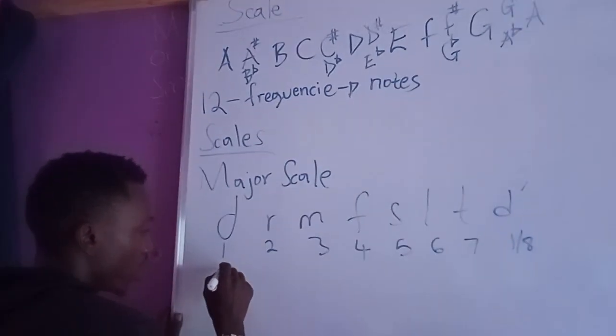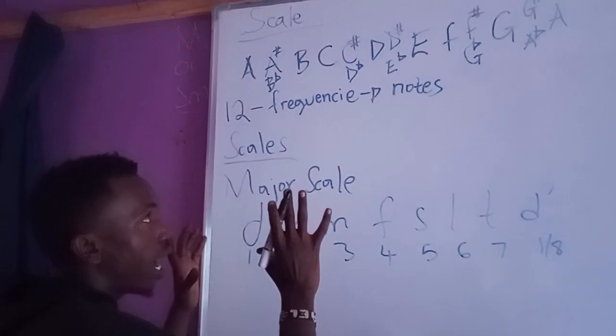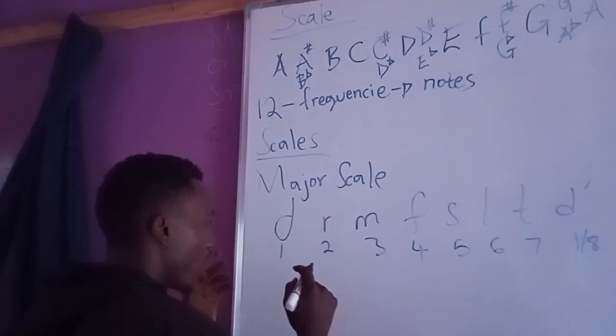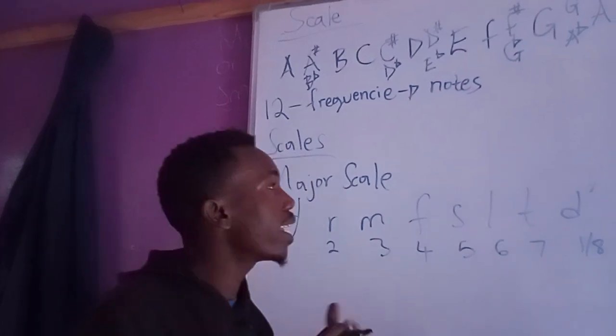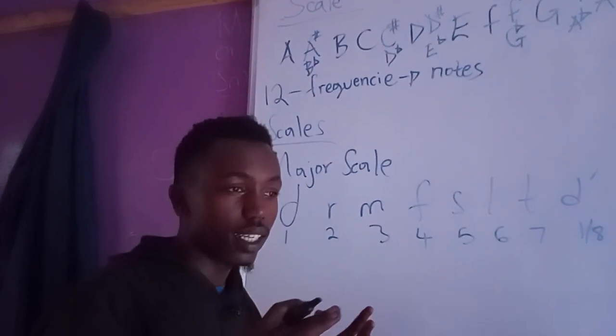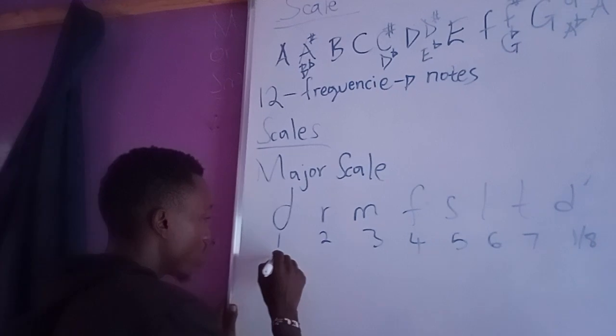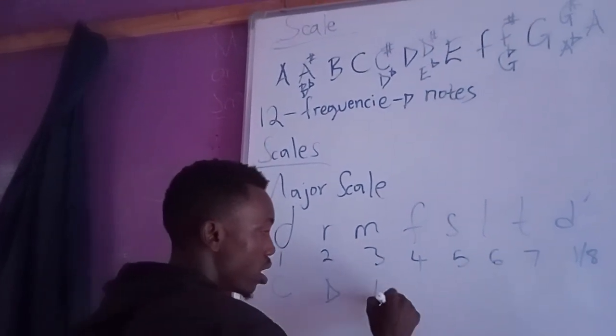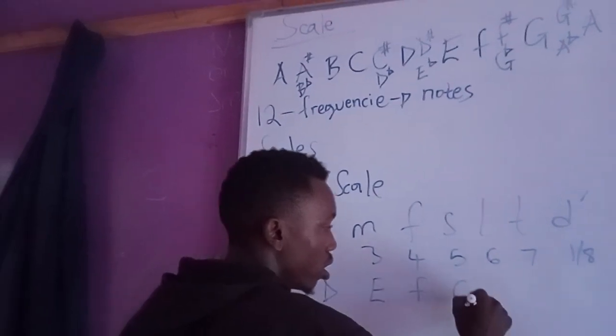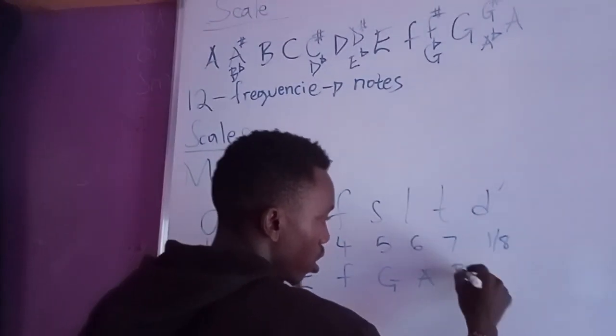So we have, let's take a letter like C. Now I have chosen C since C doesn't have any sharps or flats. C goes like C, then we just go alphabetically. D, E, F, G, A, B, C.